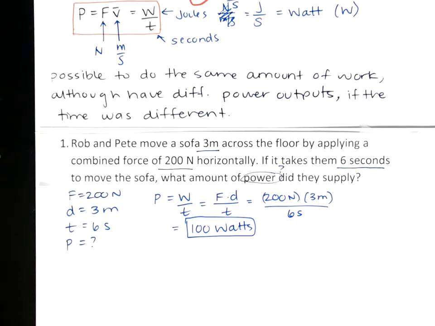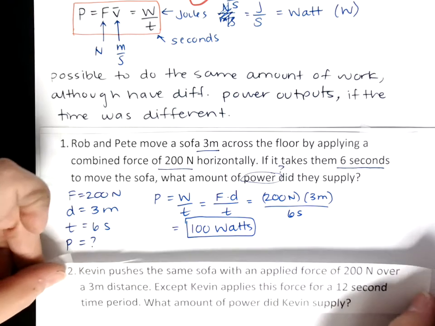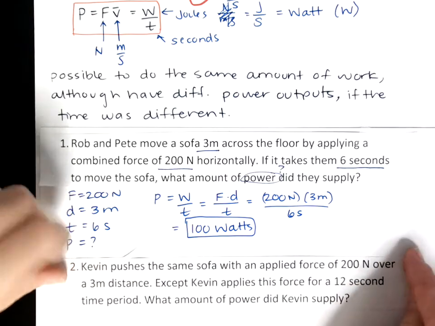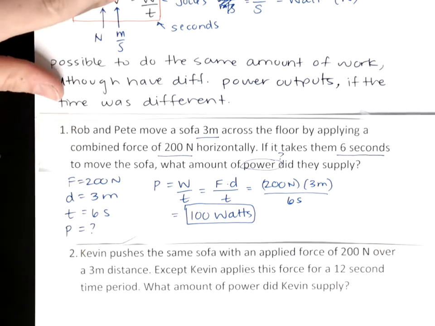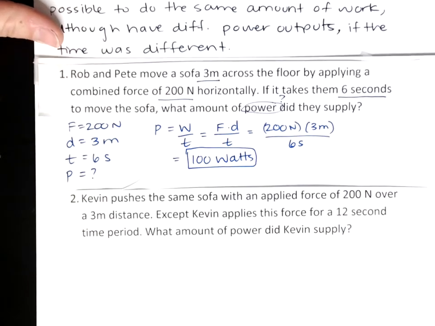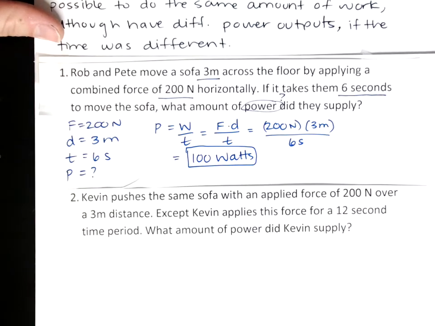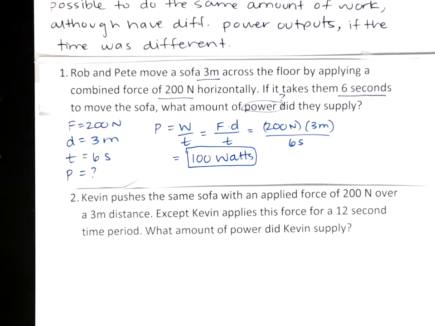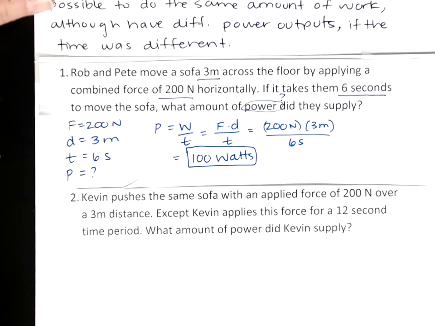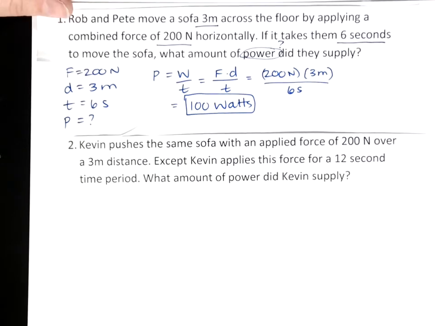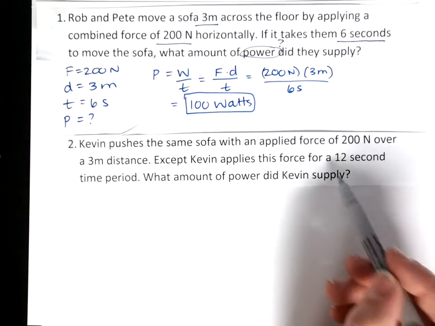Okay, let's do another one. This is a branch off the first problem. Now we have a third guy, Kevin. Kevin pushes the same sofa with an applied force of 200 newtons over a 3-meter distance, except Kevin applies this force for a 12-second time period. So he's applying the same exact force for the same exact distance over a longer time period, twice as long.